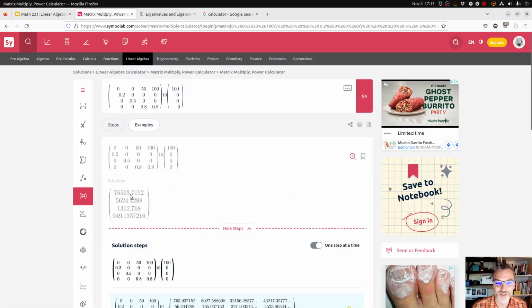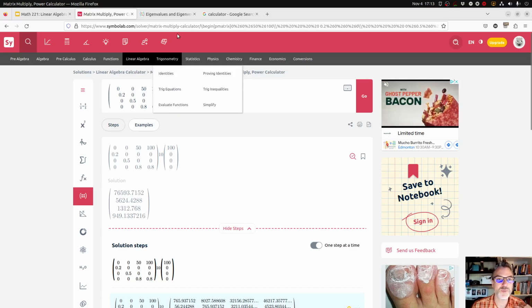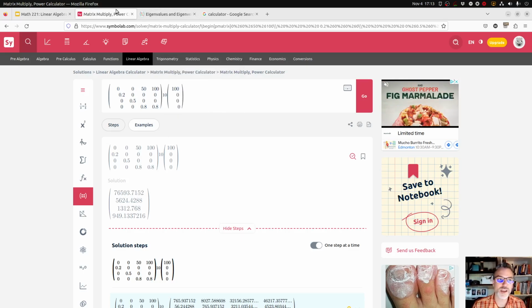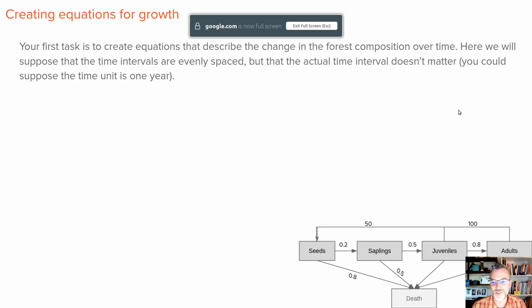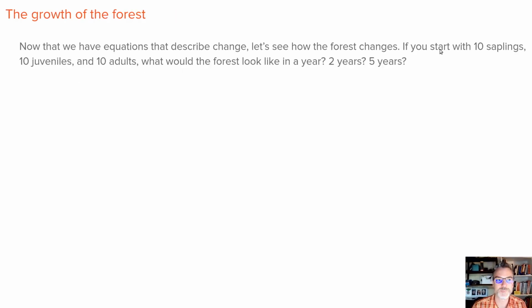And here we go. The numbers are a little odd, but this is what it would look like in 10 years. And I could keep on doing this and see how that population, or the population numbers, I should say, should change over time. Okay. So that's what that's looking at here.